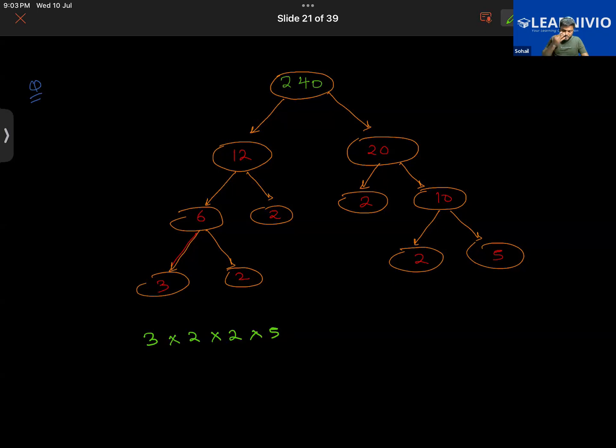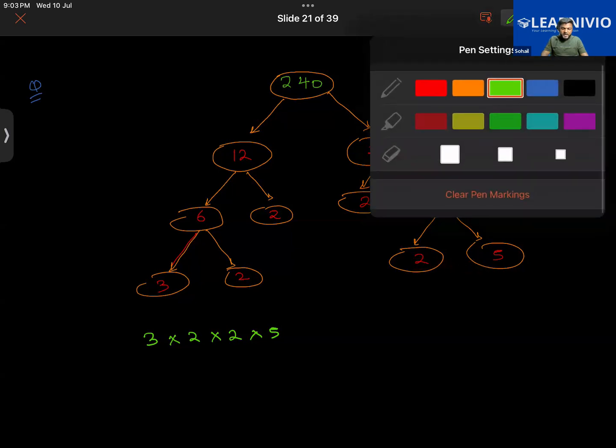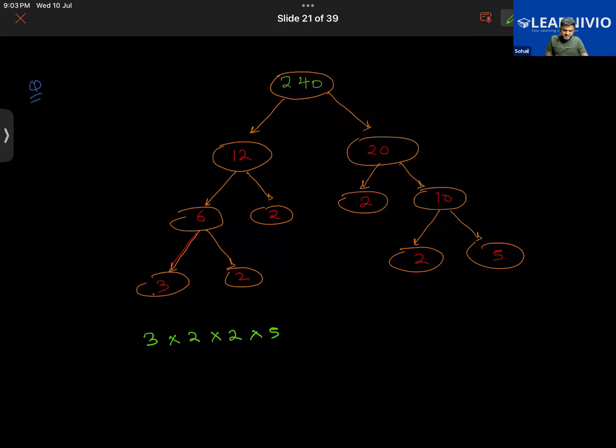No, it is not completed yet. The product should be equal to 240. Okay, now. The numbers that you are getting here are as follows: this 3, this 2. 3 twos are 6. 6 twos are 12. 12 twos are 24. 24 twos are 48. 48 fives are 240.